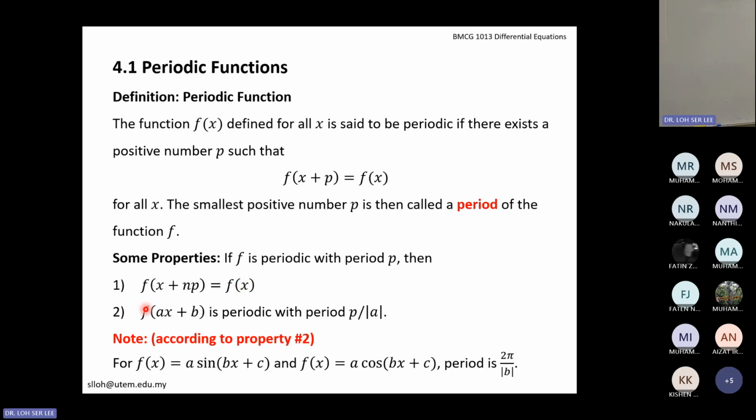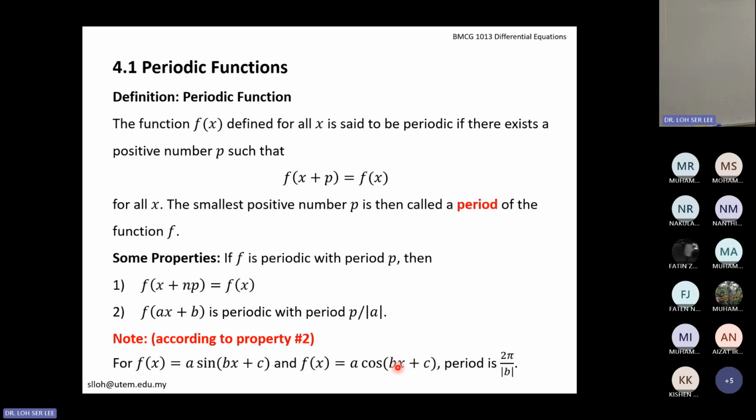And also f(ax plus b) is also periodic. If f is periodic, f(ax plus b) is also periodic, but the period will be P over the magnitude of a. According to this second property, for example, let's say f(x) equals a sine(bx plus c), or a cos(bx plus c). So the period will be 2 pi over a, where a is the coefficient of x.